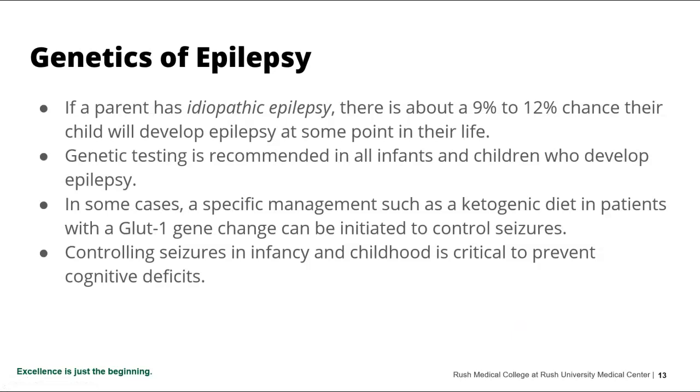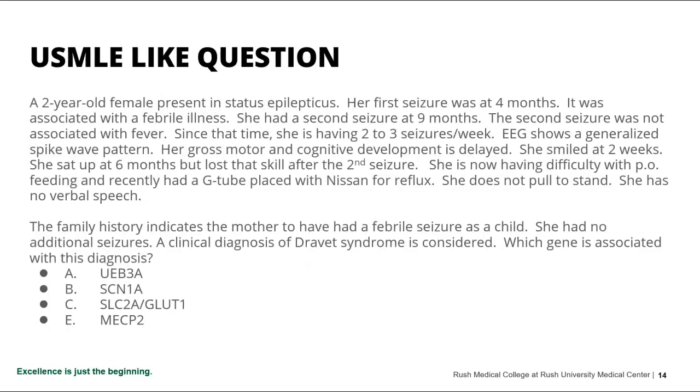If a parent has idiopathic epilepsy, so we can't figure out why, there's a 9 to 12% chance that the child will develop epilepsy at some point in their life. This is actually more large data looking at populations, and not as much just the general population. Genetic testing is recommended for all infants and children who develop epilepsy. In some cases, as we were talking about earlier, a specific management, such as a ketogenic diet, can be helpful. Controlling seizures during infancy is critical to prevent cognitive deficits.